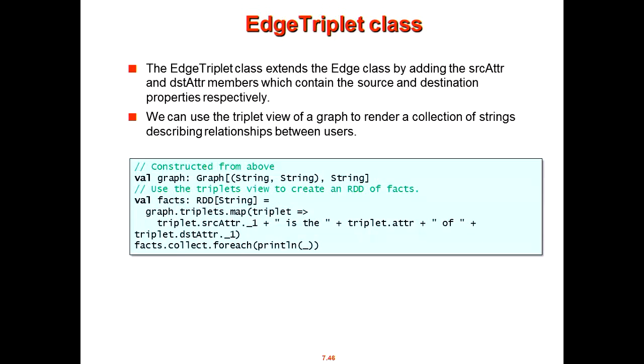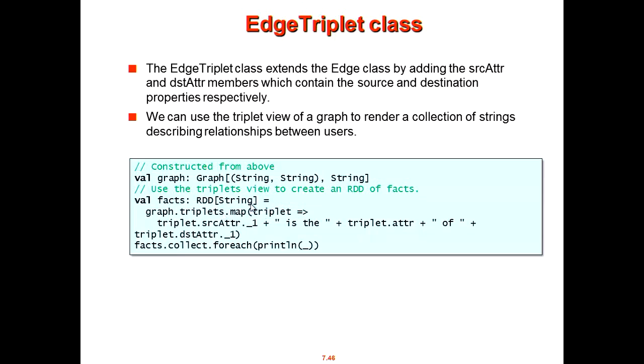Now we can use a triplet view of a graph to render a collection of strings describing relationships between the users. So for example, let's look at this code. We have a graph. In this graph, the attribute type for the vertices is a pair of strings, and the attribute type for the edges is also string. Now we use the triplet view to create an RDD of the facts.